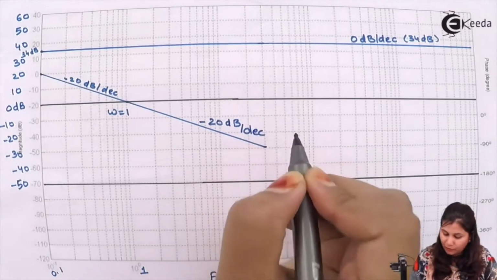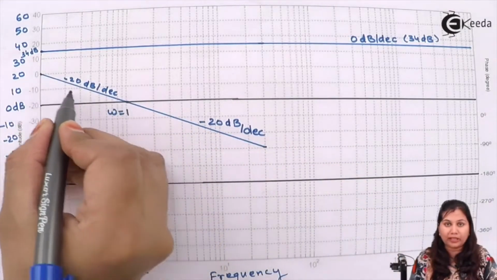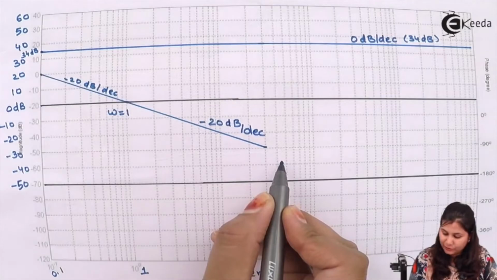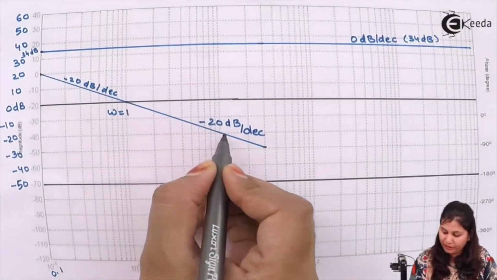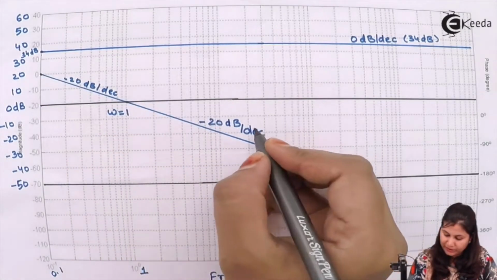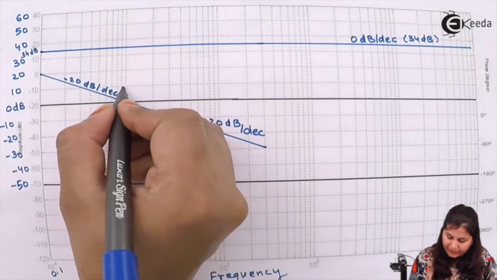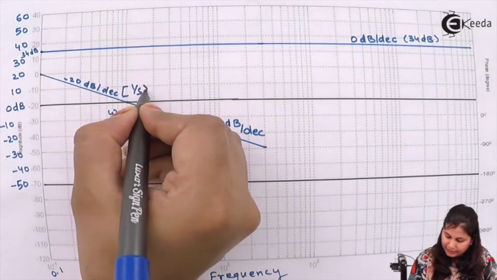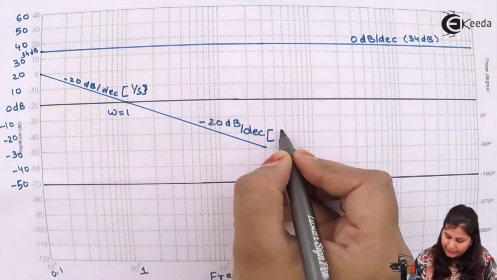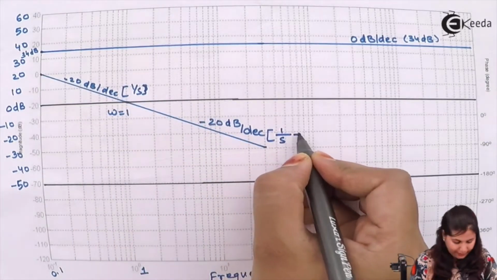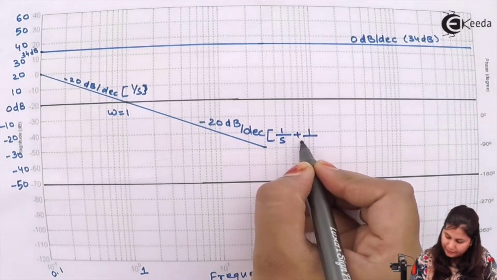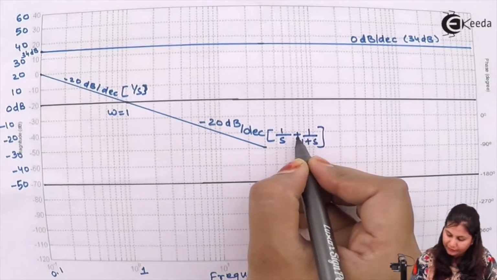Due to this term, this line is also passing through omega equals 1, and it is also going to pass from minus 20. So this straight line represents both these factors. This was due to 1 by s, and this is due to 1 upon 1 plus s. It is due to both these factors.